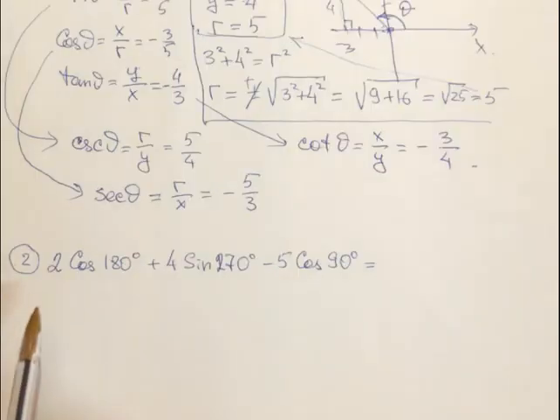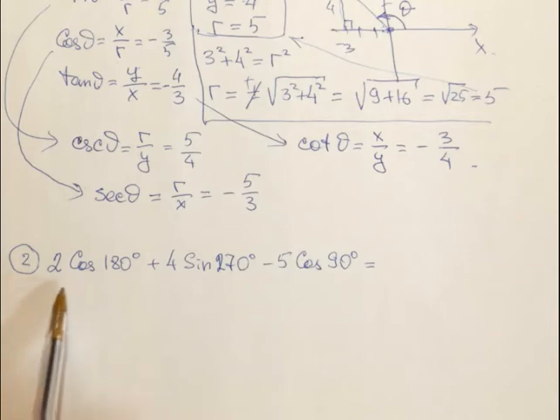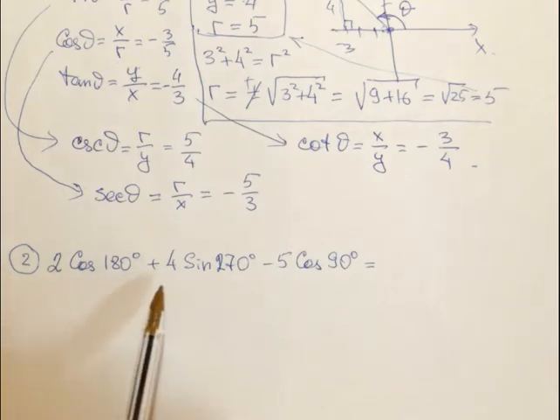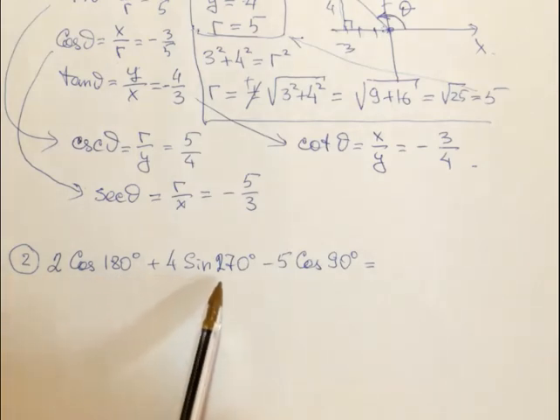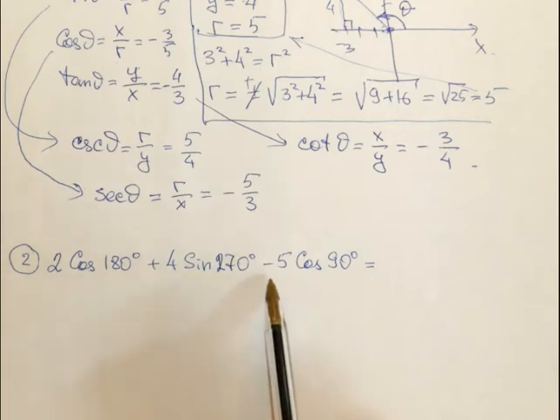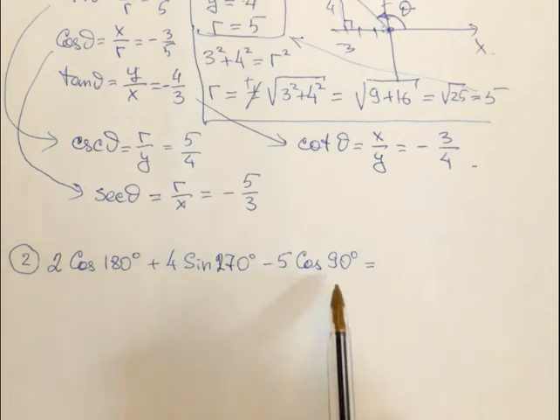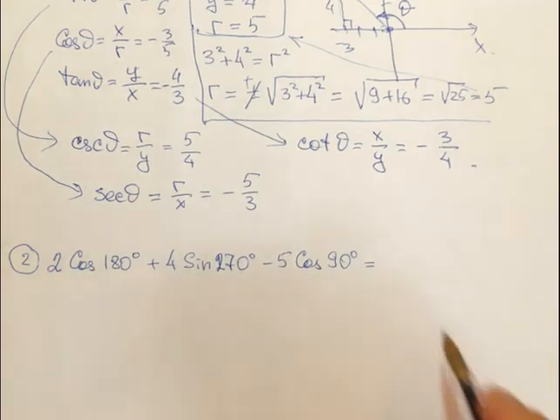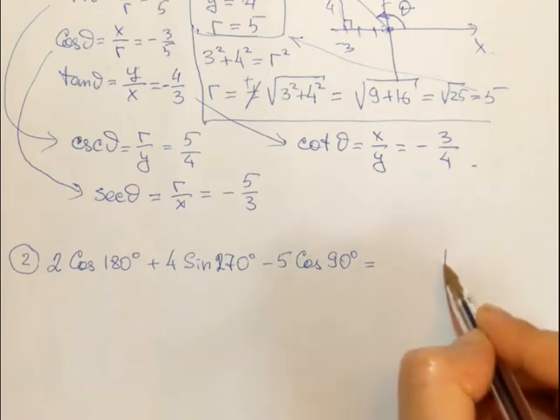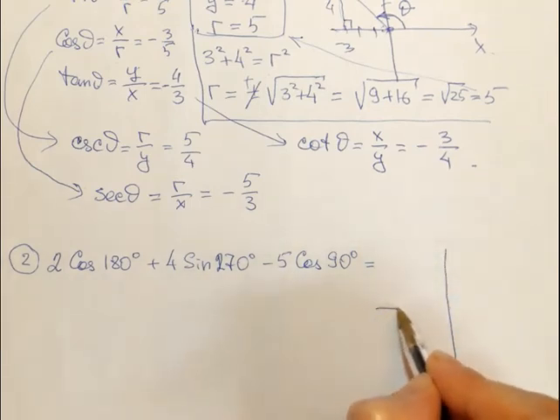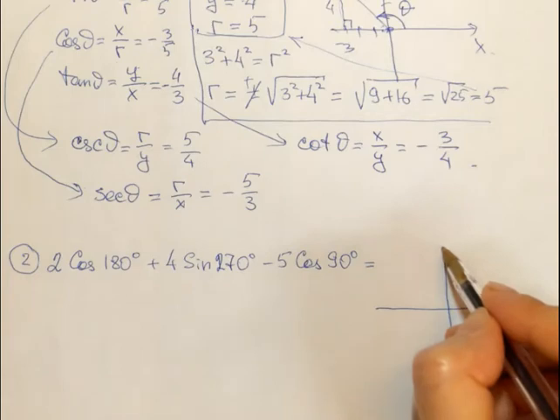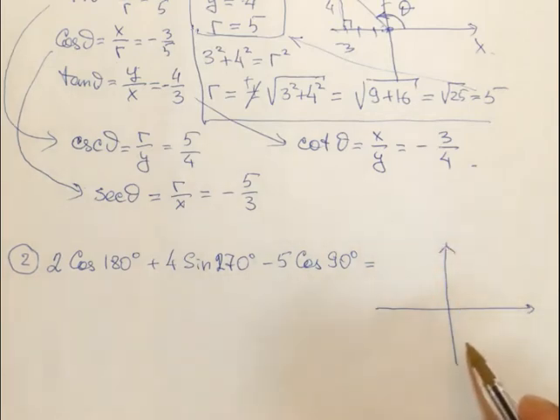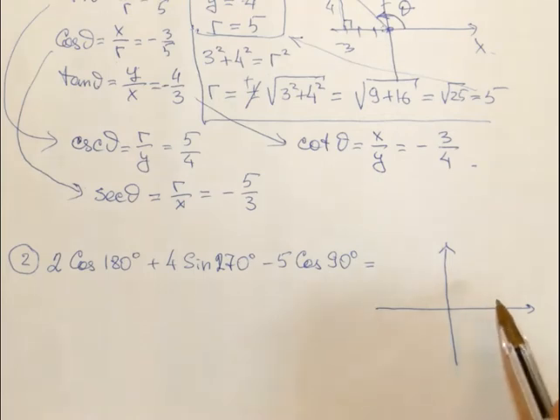Now let us find the following sum. 2 cosine 180 degrees plus 4 sine 270 degrees minus 5 cosine of 90 degrees. So all three angles here are quadrantal angles. For some reason it's very difficult for students. But it must be very simple if you can graph these angles in standard position.